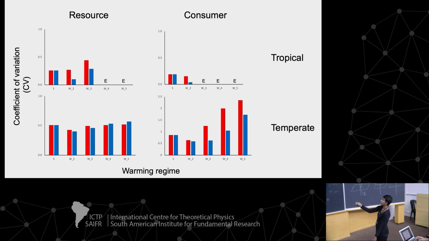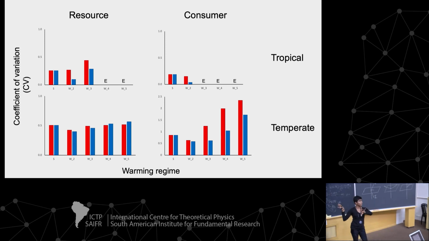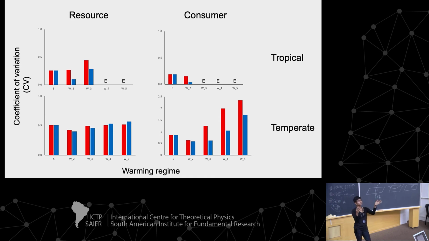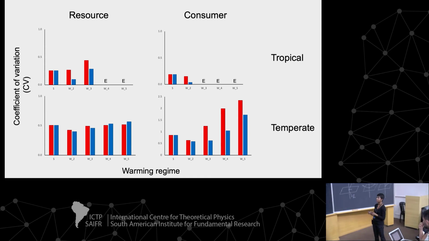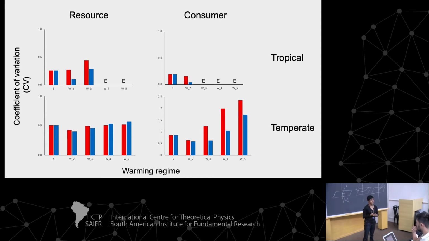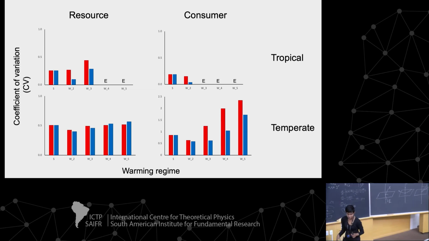The consumer is more differentially, more strongly affected by these two climate warming scenarios compared to the resource. And that is because, remember, the resource positively benefits from any negative effects of climate on the consumer, whereas the consumer has this double disadvantage of there's warming and then there's warming effects on the resource.